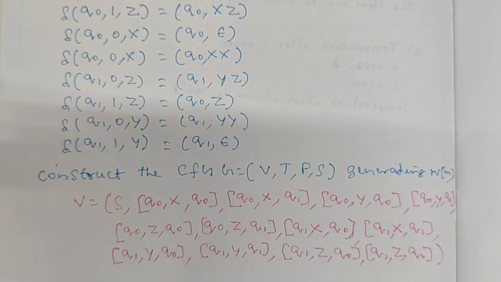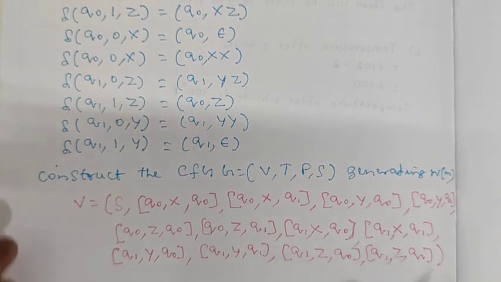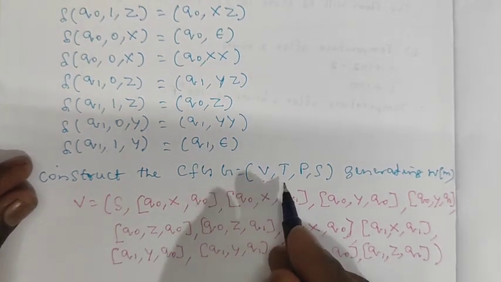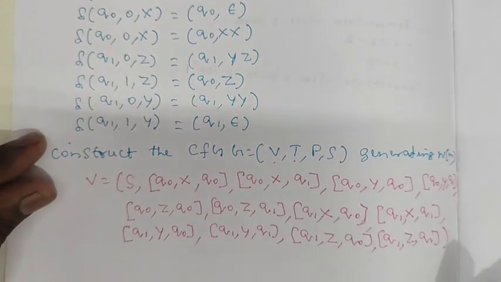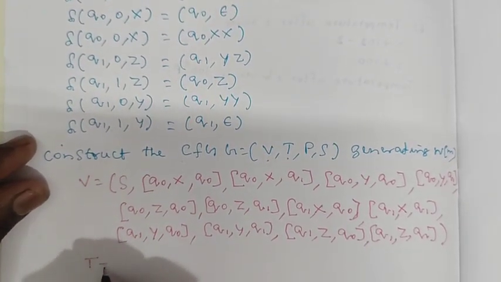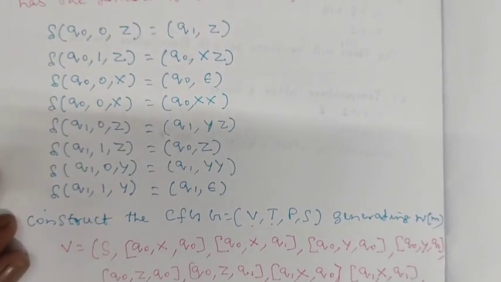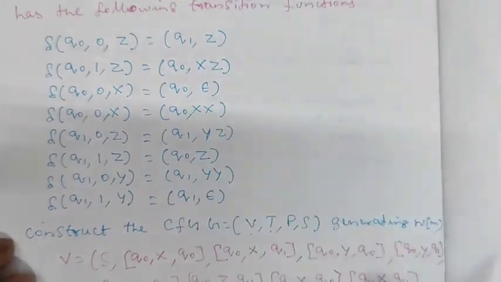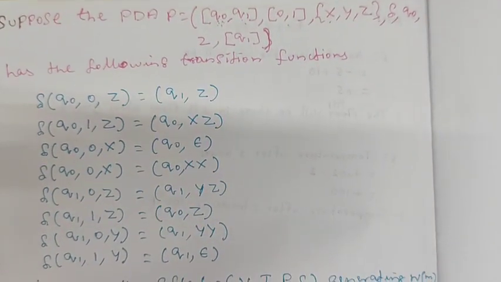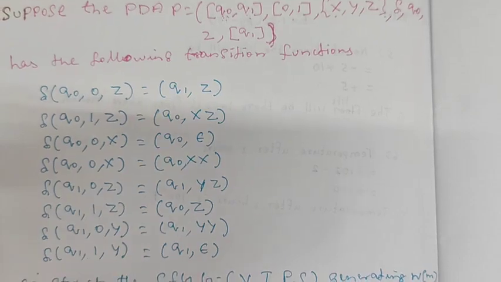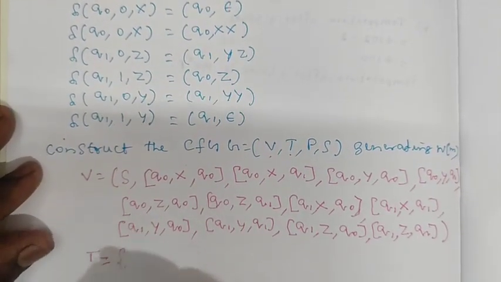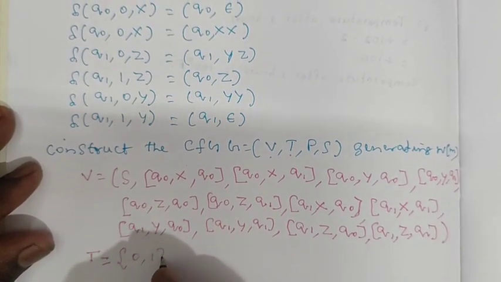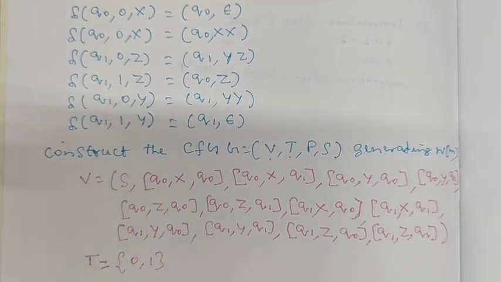Now we will do one thing. First we have written V here. Now we have to write what T is. T is actually the number of terminals here. So what is T here? T we have 0 and 1. So we have only two terminals, input symbols called 0 and 1. So we will write here 0 and 1.